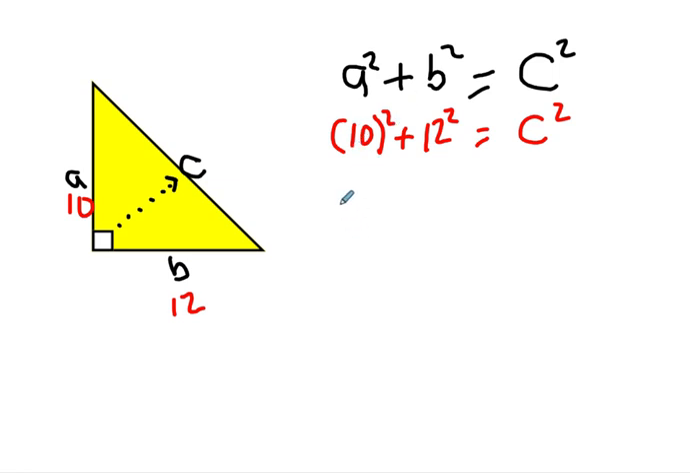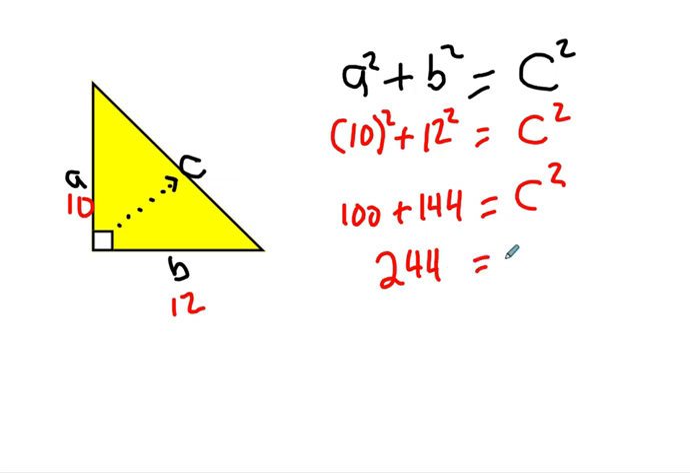So we have 10 times 10, that's 100, plus 12 times 12 is 144. That gives me the area of that square that comes off of face C. So its whole area, 100 plus 144, is 244. And remember, that's the area of that full square.